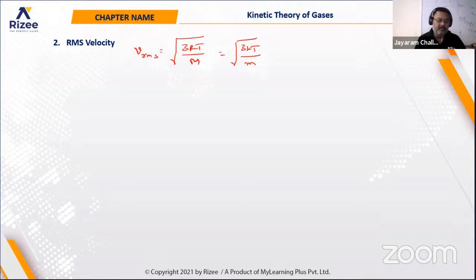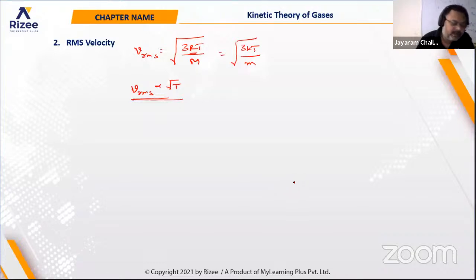And another one, R, is the universal gas constant. So VRMS is directly proportional to the square root of the absolute temperature. That means as temperature increases, your RMS velocity will also increase. This is one of the important things, you need to remember this one.